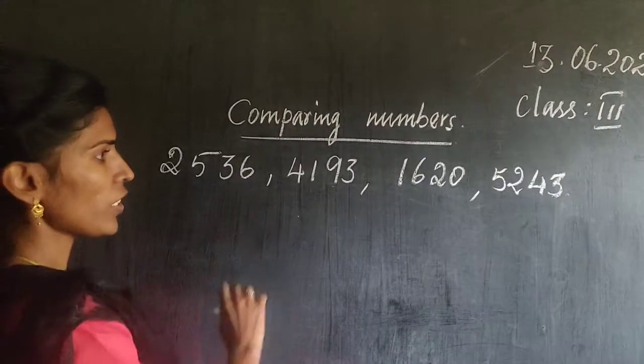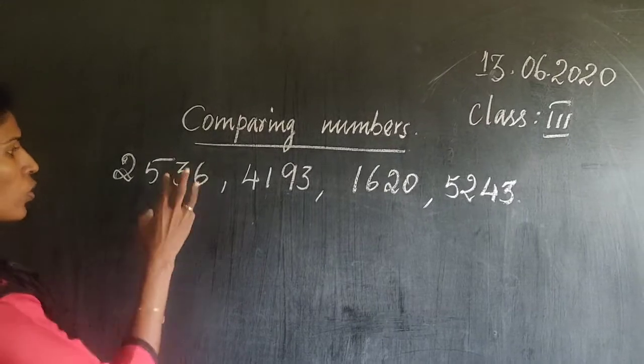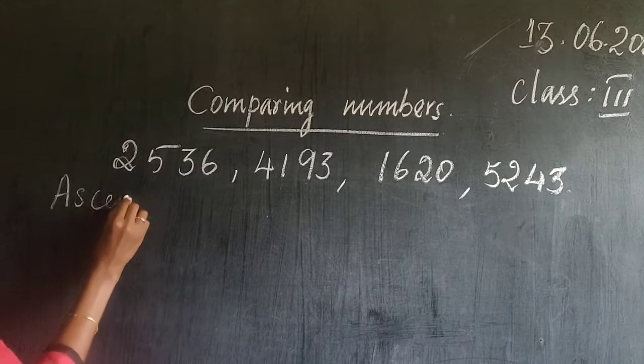Okay, here the numbers are given. Now let's do the ascending and descending order. To do the ascending and descending order also, you have to compare the numbers. First we will do the ascending order.